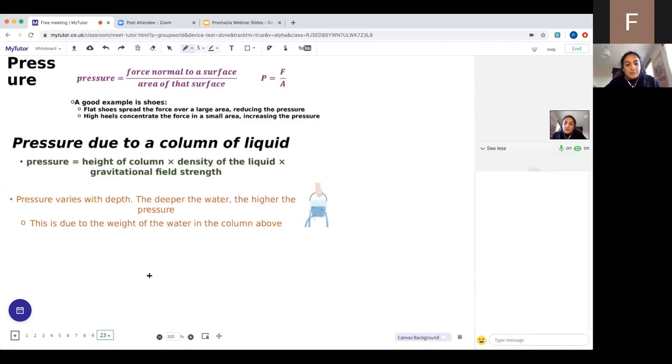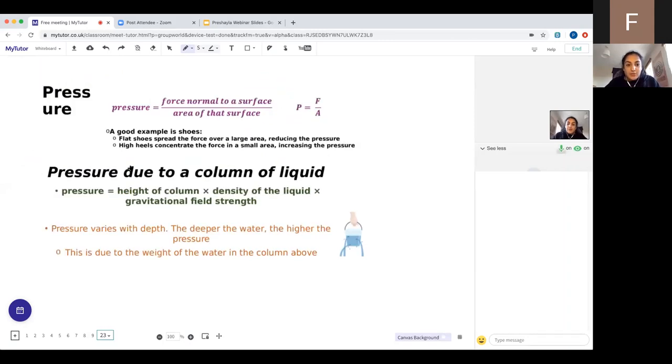Then we talked about pressure. So pressure equals F over A: force normal to the surface over the area of that surface. For an example, we used shoes. A big area of the sole of a shoe means that we have a reduced pressure. So if we have a larger area, we have reduced the pressure. Larger area means a reduced pressure, so opposite to each other.